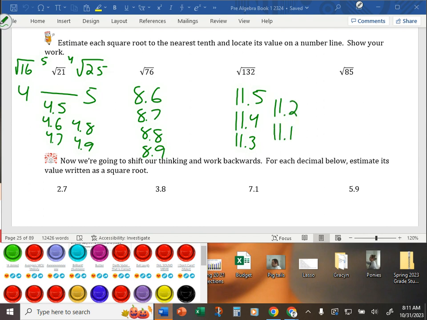And then root 85, that's between 9 and 10, between 81 and 100. It is closer to 9. So 9.1, 9.2, 9.3, 9.4. Not 9.5 because it is not that close to being in the middle. Questions on those four?